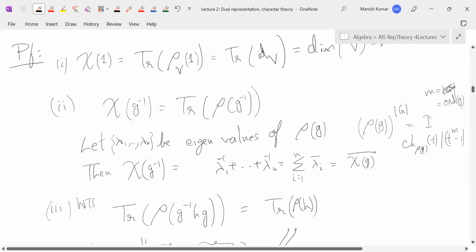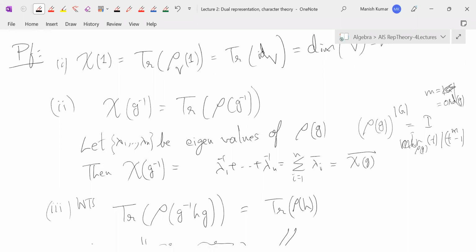I had explained this earlier for one dimensional representations. But even if the representation is higher dimensional, the eigenvalues of this linear transformation are roots of unity. Even the characteristic polynomial will divide some high enough power, but the argument I gave works for the minimal polynomial. So the minimal polynomial divides t to the m minus 1, and all these eigenvalues are roots of unity.